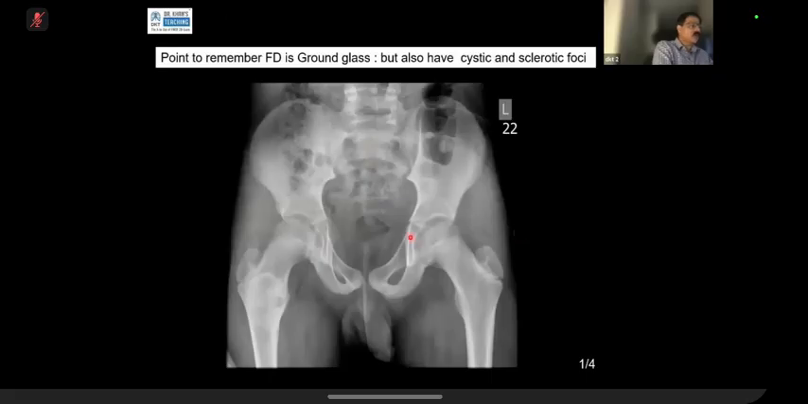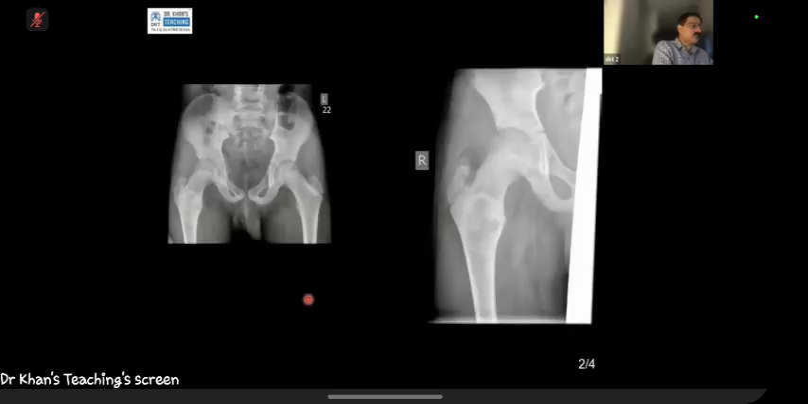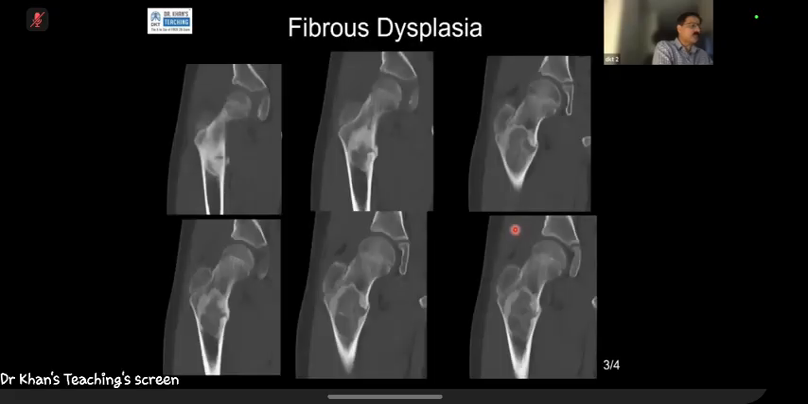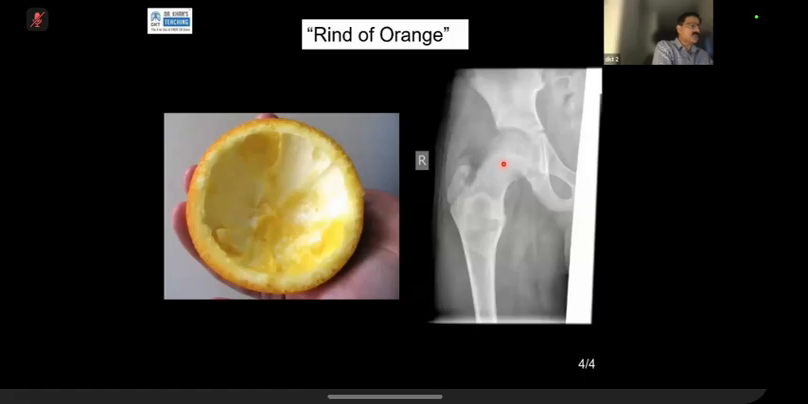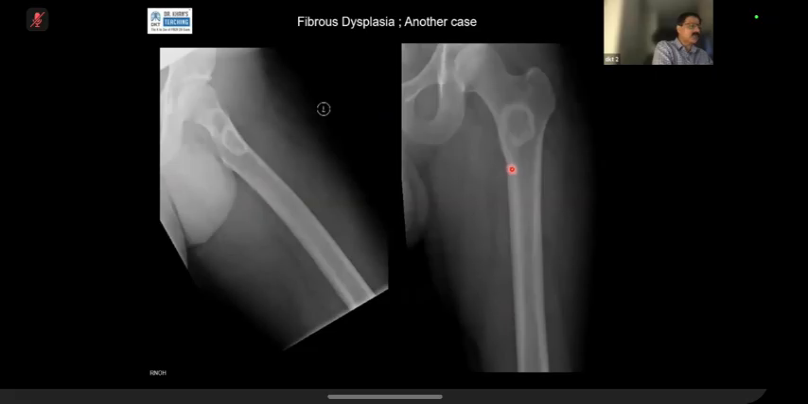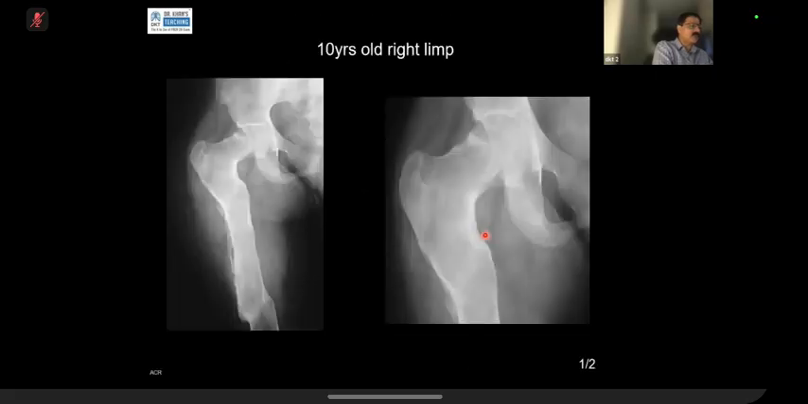So then look at this case. There is a fracture and what we call a rind of orange appearance. There is a pathological fracture here, and of course this is a child, right? Epiphysis is not on a CT scan. Now, to give you that concept, part of it is ground glass, part of it has got some cysts, etc. And look at the marginal sclerosis. This marginal sclerosis is known as a rind of orange appearance. And this is quite classical for fibrous dysplasia.